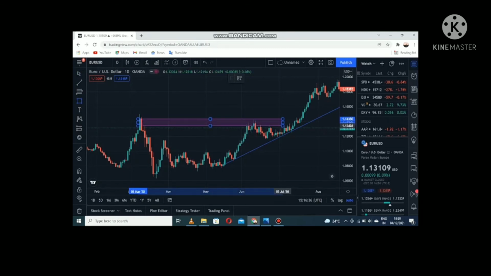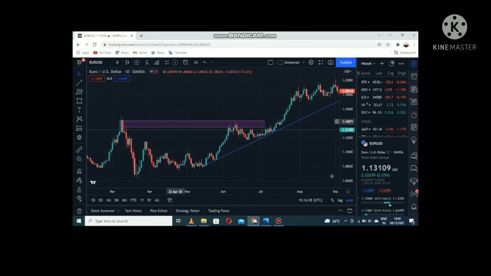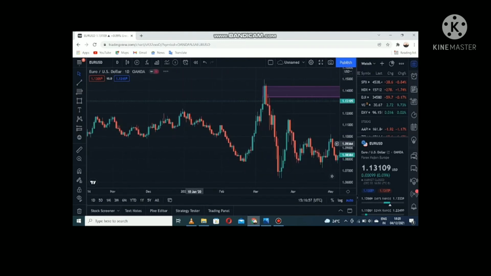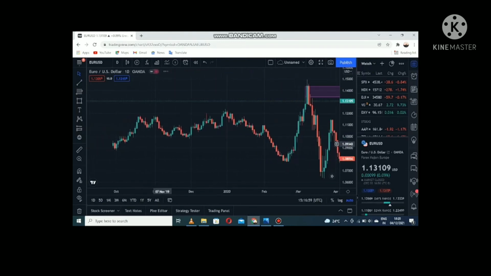Around that zone, we have a strong supply zone. As you can see, the market had to react, and the buyers took control of the market. The market reacted around that supply zone. So basically, boom, that's how we analyze the markets. Let's move backwards and see.